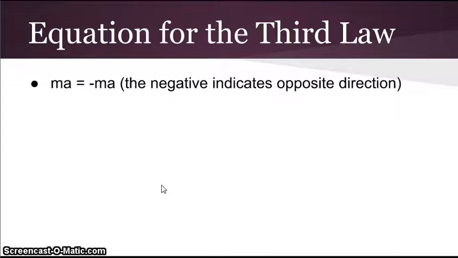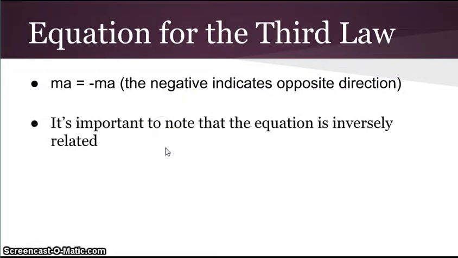So the equation for the third law is the force of one object equals the negative force of the second object. And replacing the force with the equation that we had earlier, that force equals mass times acceleration, we can have in here that the mass times acceleration of the first object is equal to the negative mass times acceleration of the other object, and the negative indicates the opposite direction of the force.